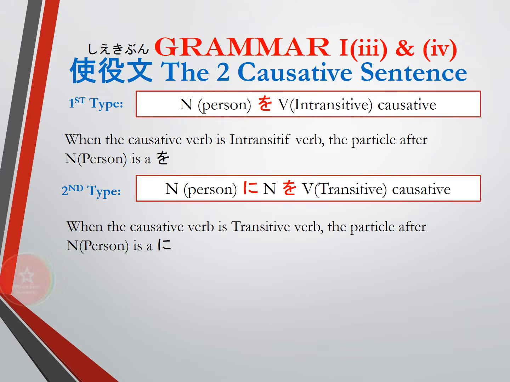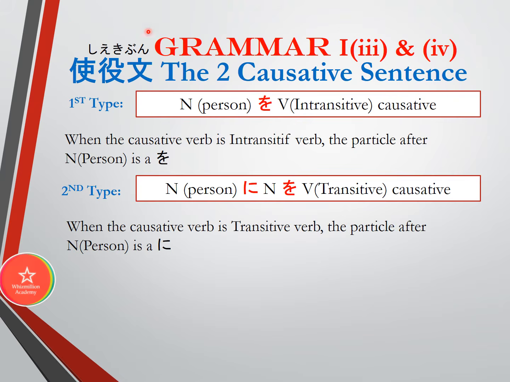Well, as previously mentioned, the causative verb (shieki) can only be used in two situations: when there is a compulsion and when there is a permission. Compulsion is when somebody gives instruction to another person to do something. Permission is when somebody allows another person to do something.